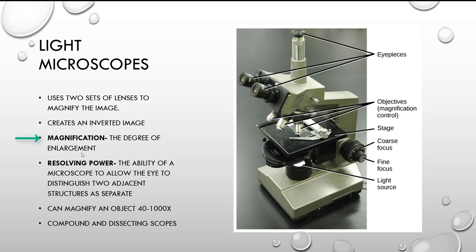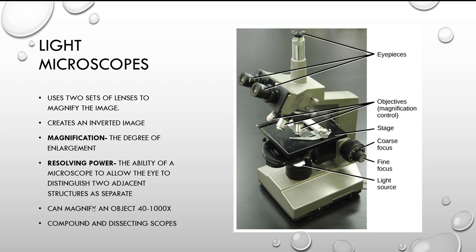Magnification is the degree of enlargement. Most of the microscopes you see at a place like Clackamas Community College can magnify objects anywhere from 40 to 1,000 times. So 1,000 times, that's pretty significant. That's 1,000 times bigger than what you can see just looking at it with the naked eye.